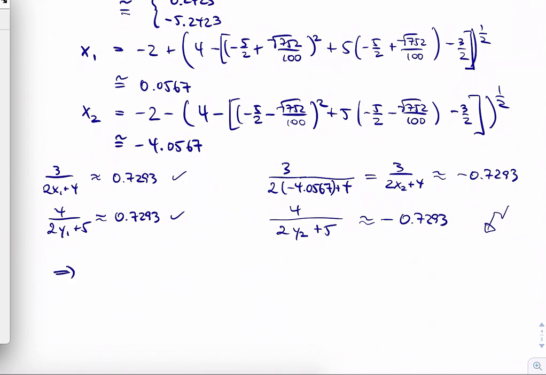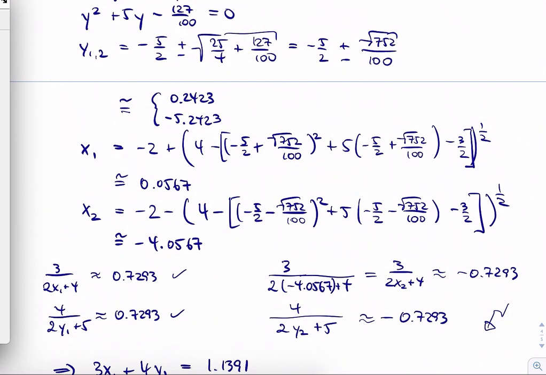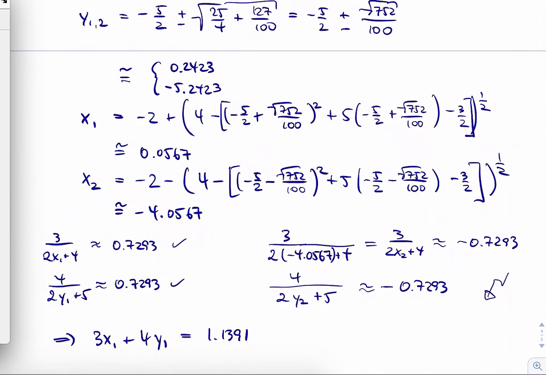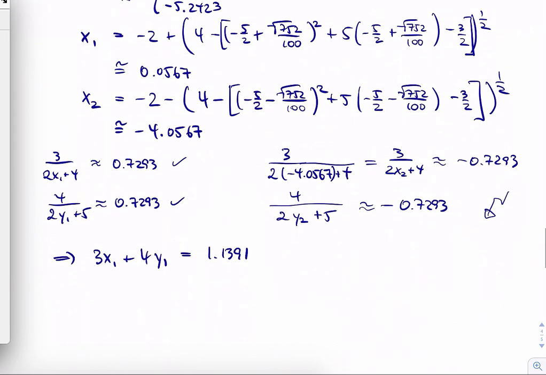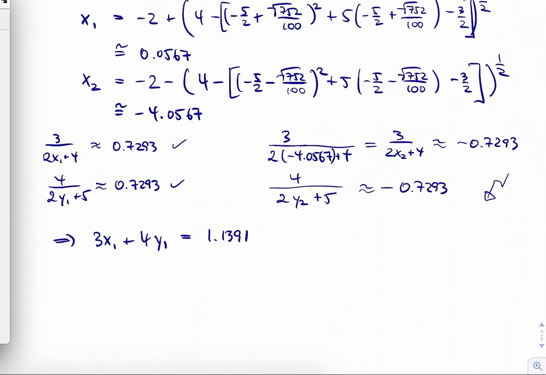So our only candidate point is x1, y1. The objective function 3x plus 4y evaluated in this point is 1.1391, and of course also evaluated in x2, y2, we get a negative number, 3 times minus 5 point something plus 4 times minus 4 point something, which is obviously not going to give us a higher value. So here we see that indeed lambda is positive, which geometrically we have of course expected.